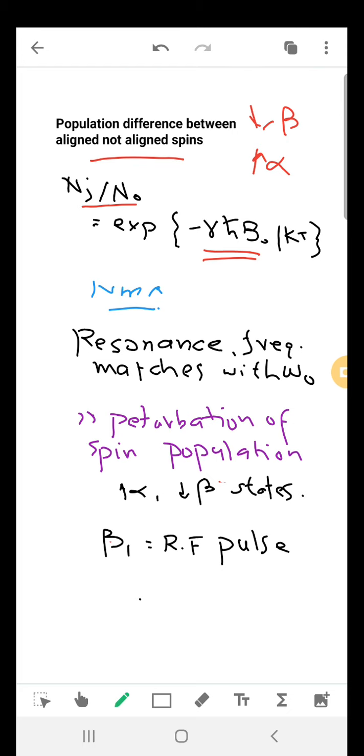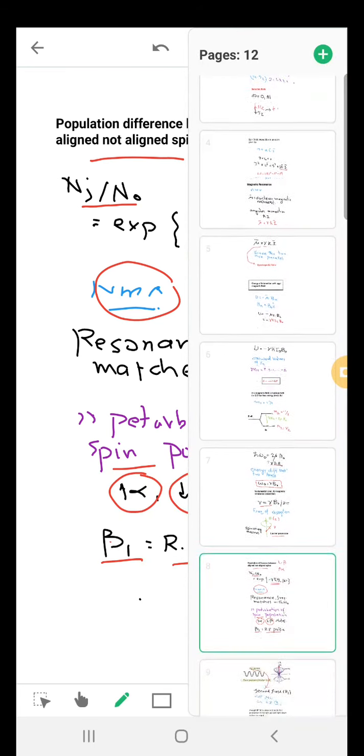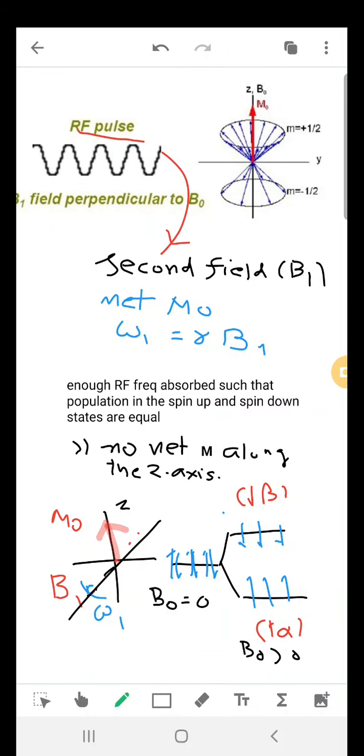Now this concept has been utilized in nuclear magnetic resonance spectroscopy. What is done in nuclear magnetic resonance spectroscopy is that a magnetic field B1, which is a radio frequency pulse, is applied, and there is a perturbation of the spin population. That means the alpha state with spin up and the beta state with spin down change in their spin populations, and this occurs when resonance takes place.